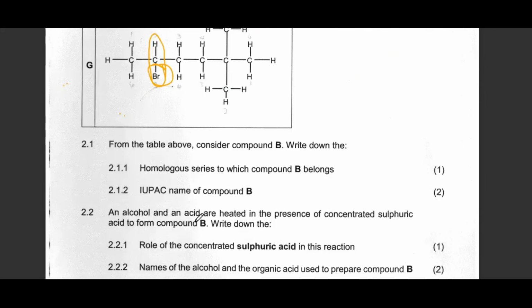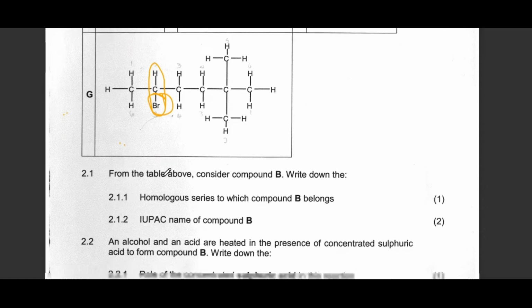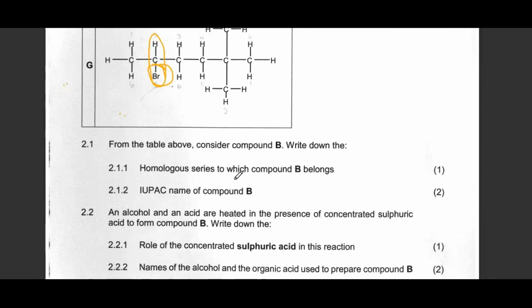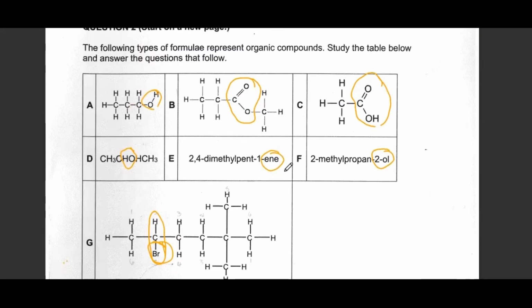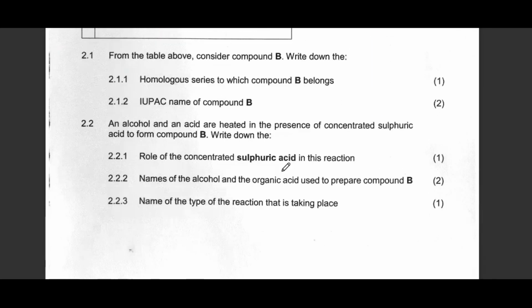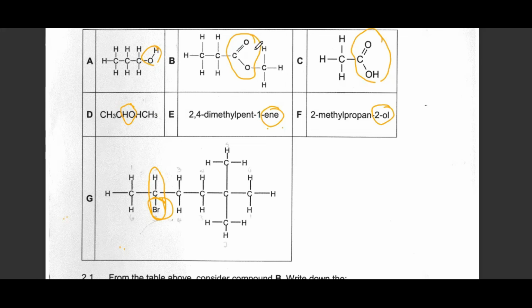So, question from the table above, consider compound B. Write down number 1, the homologous series to which compound B belongs. With B, we have seen that this is an ester. So B is going to be an ester. Yes, it is an ester. And then the IUPAC name of B, they're saying IUPAC name of B. See, IUPAC name of B.